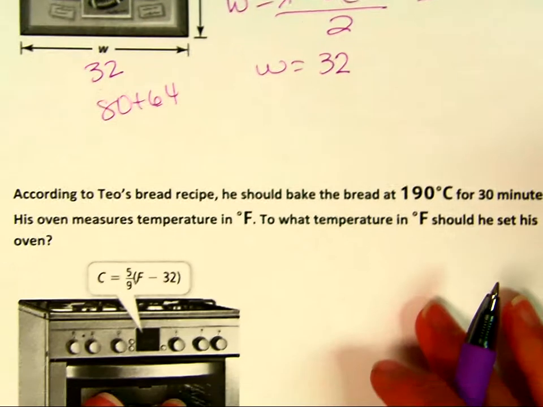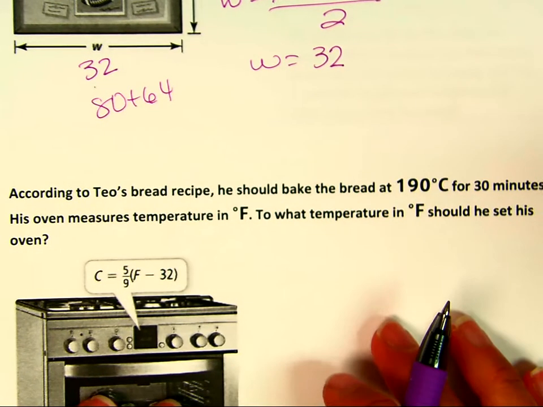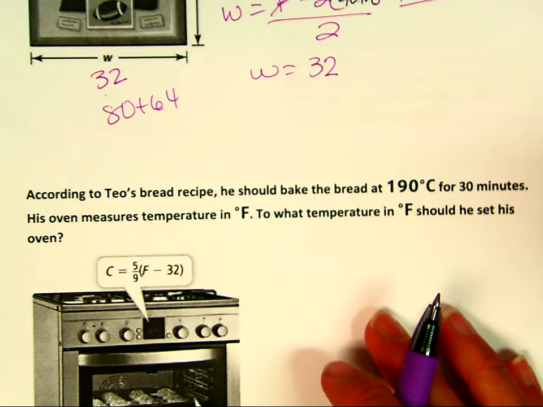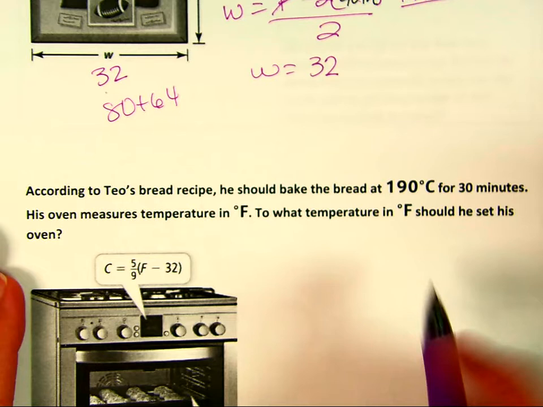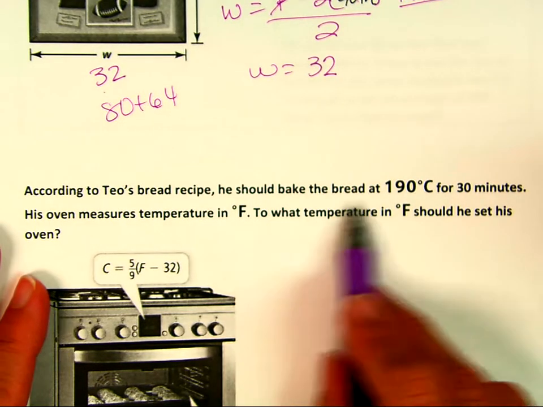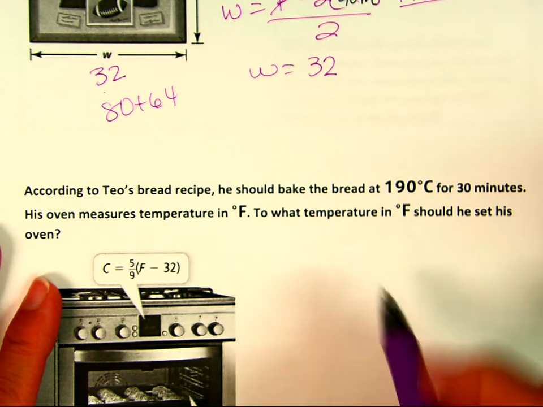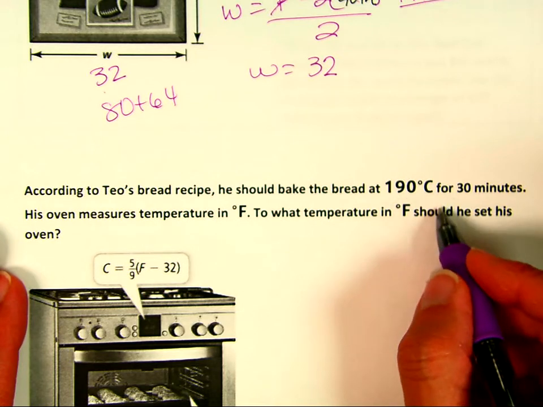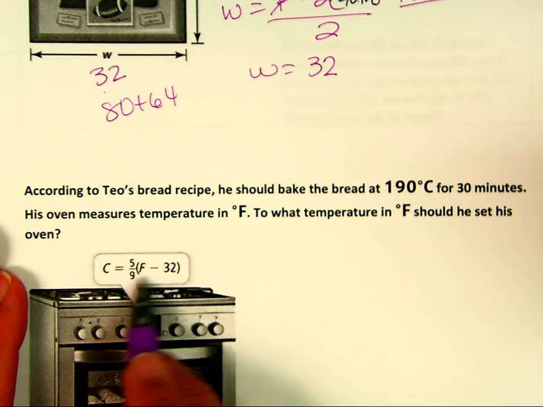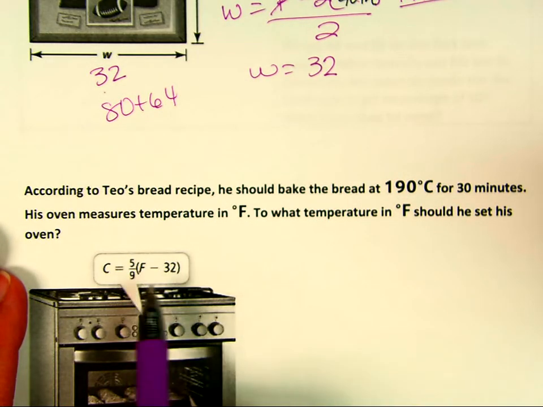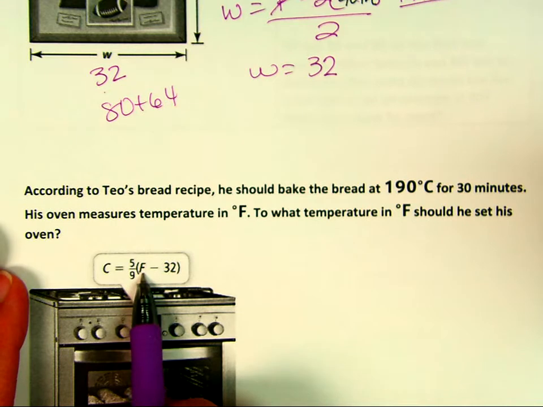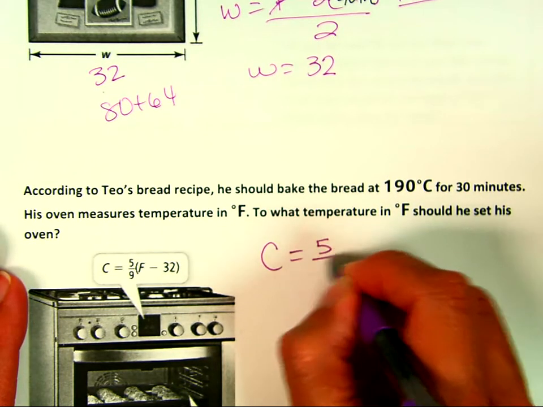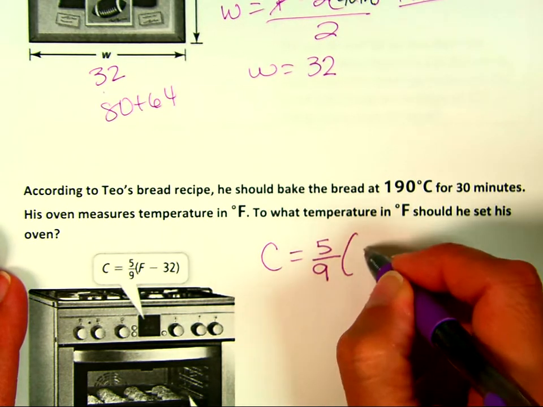Okay, here's another one. Fahrenheit and Celsius. So we use Fahrenheit here, but a lot of countries use Celsius. And it says in a recipe that you should put your temperature at 190 Celsius, right? But we need to know the Fahrenheit. So how could we solve this for Fahrenheit so that we could use it every time we needed to?